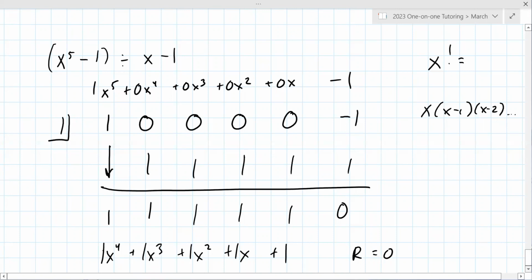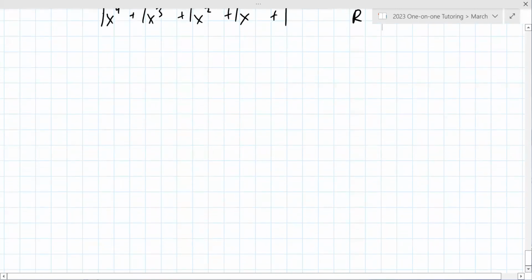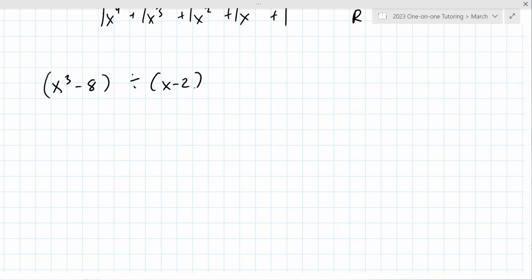So in the limited time we have left here, let's have you try one for us. I'll just make this one up here: x cubed minus 8 divided by x minus 2. This one's very similar to what we were just doing. Positive 2 on the side.